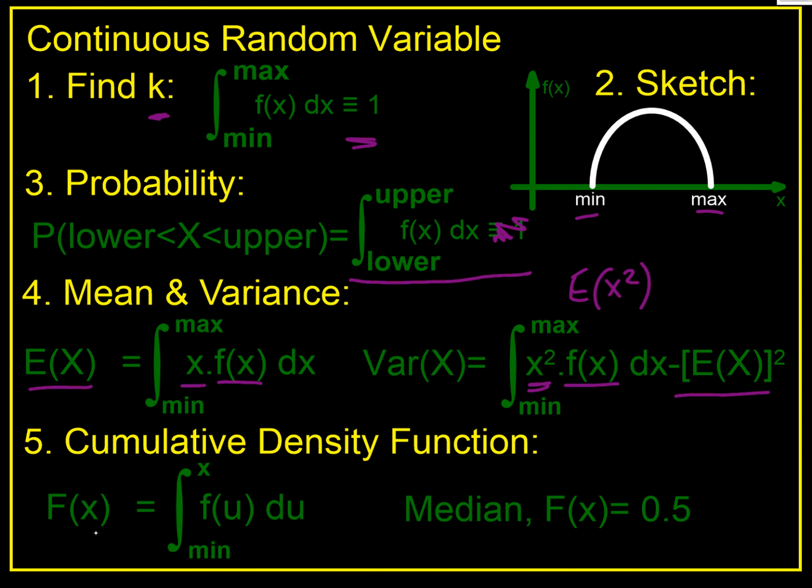The cumulative distribution function we can find by integrating our PDF from the minimum value up to x, using a dummy variable u to make clear what we're doing. And the median is the value of x for which F of x is a half. So there we are. I hope that's of use.